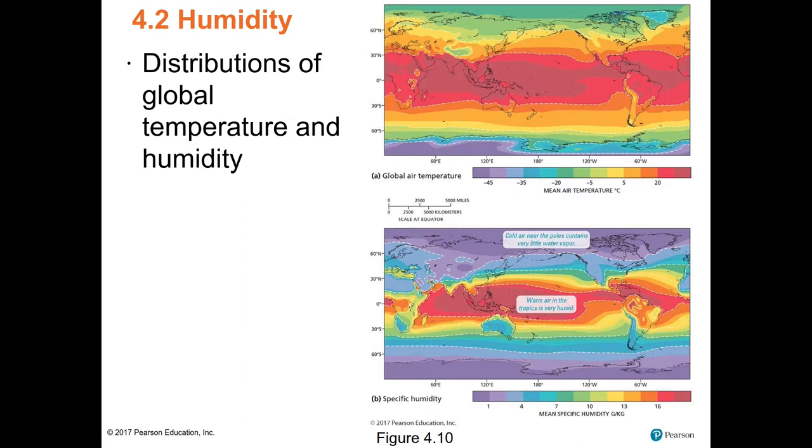It's another diagram showing temperature and specific humidity. So you can see the warmer temperature regions have higher specific humidities. The colder regions have lower specific humidities. And these are specific, not maximum. These are actual, just specific. It's what we have, specific humidity.